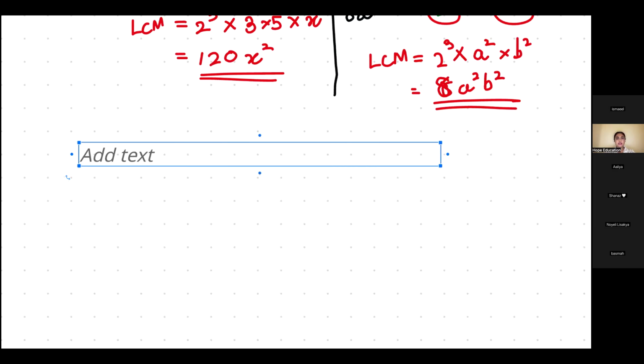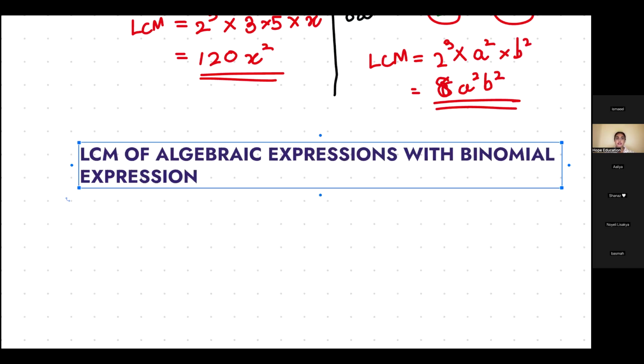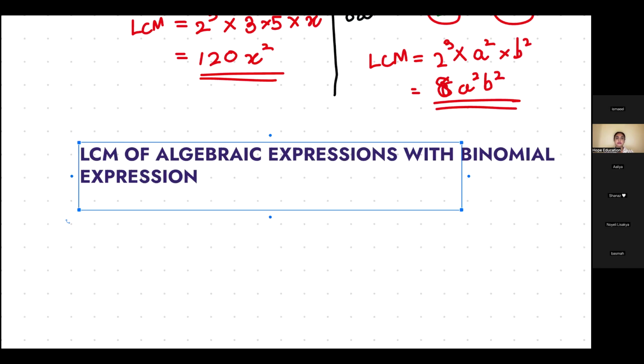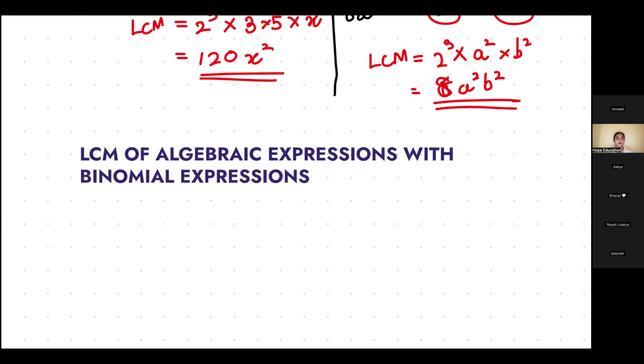What do you all think about this lesson so far? It's not that difficult, right? Even the next part is not going to be difficult. It's just practice. We just need practice. That's all. Again, we are going to discuss using examples.